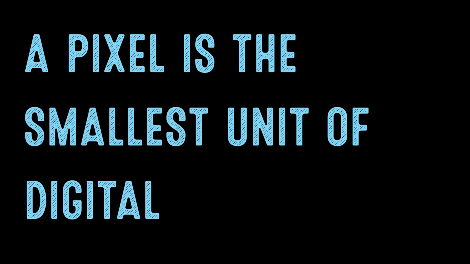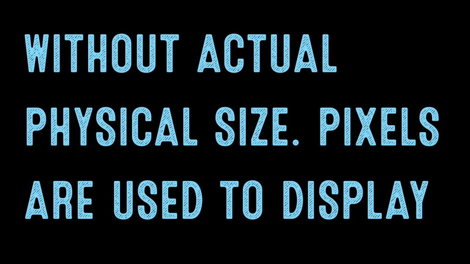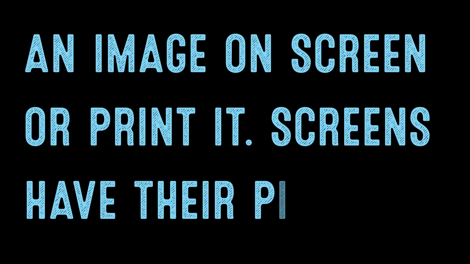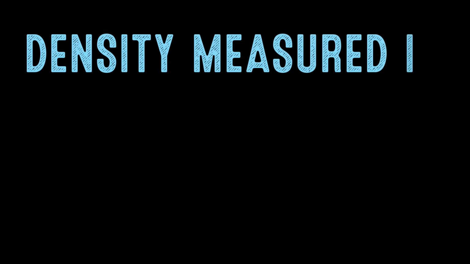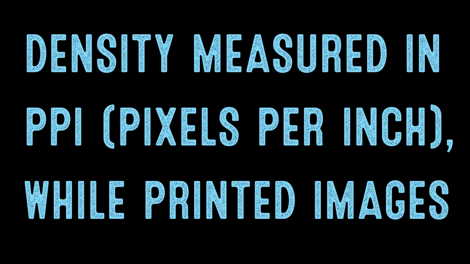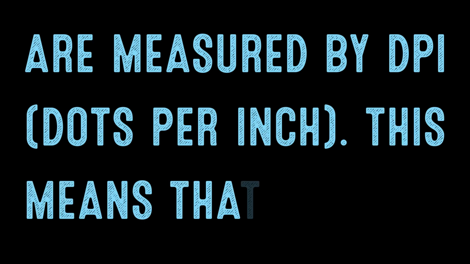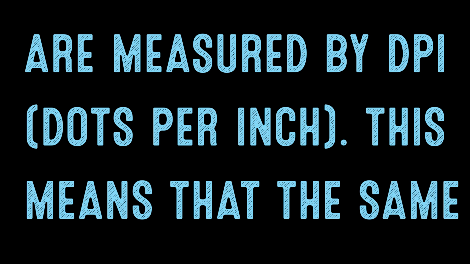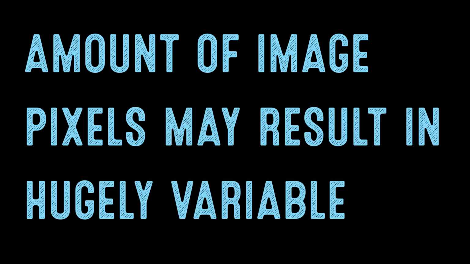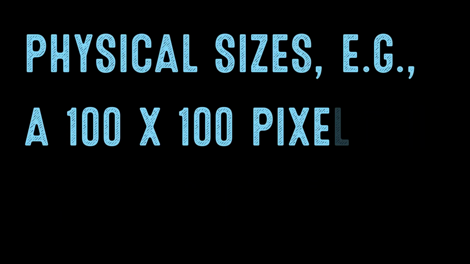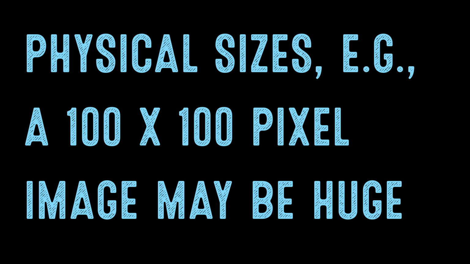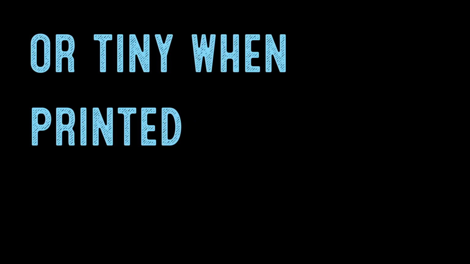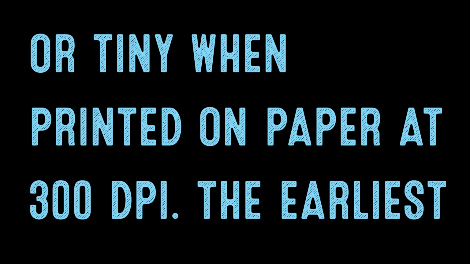A pixel is the smallest unit of digital image data without actual physical size. Pixels are used to display an image on screen or print it. Screens have their pixel density measured in ppi or pixels per inch, while printed images are measured by dpi or dots per inch. This means that the same amount of image pixels may result in hugely variable physical sizes. Ergo, a 100 by 100 pixel image may be huge displayed on an outdoor advertising screen, or tiny when printed on paper at 300 dpi.